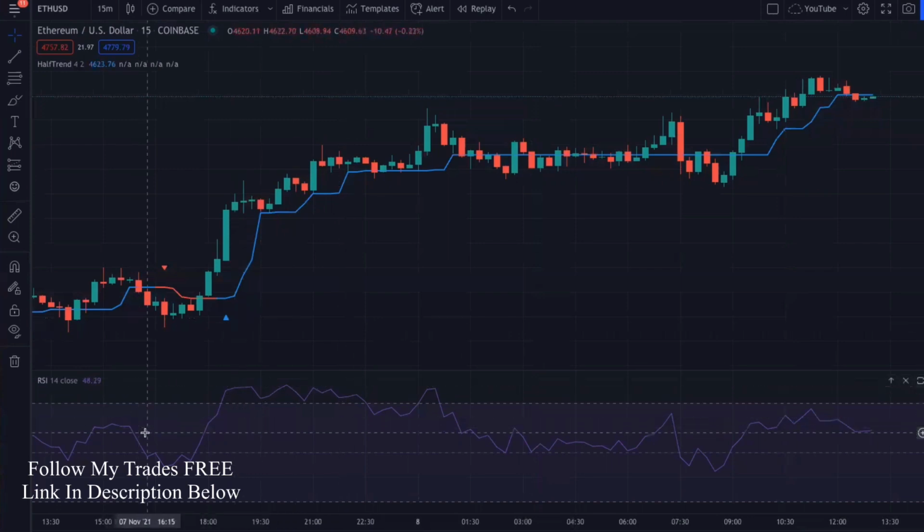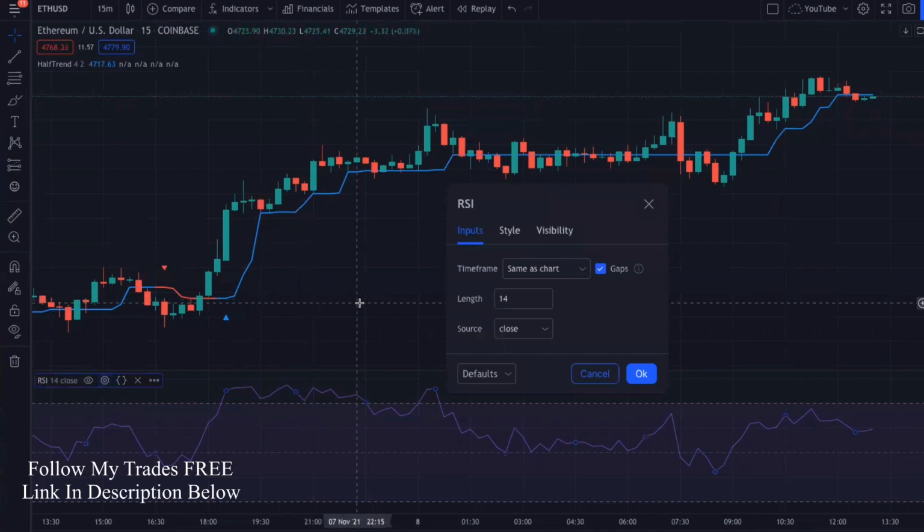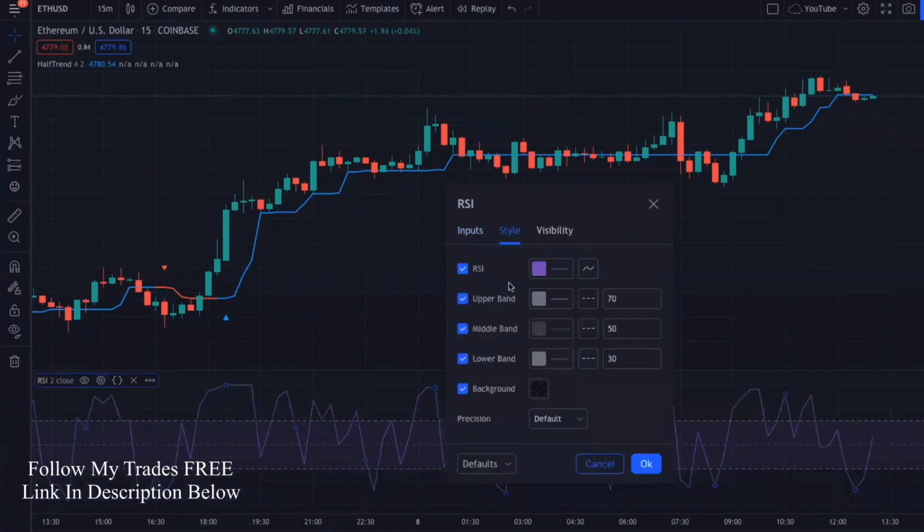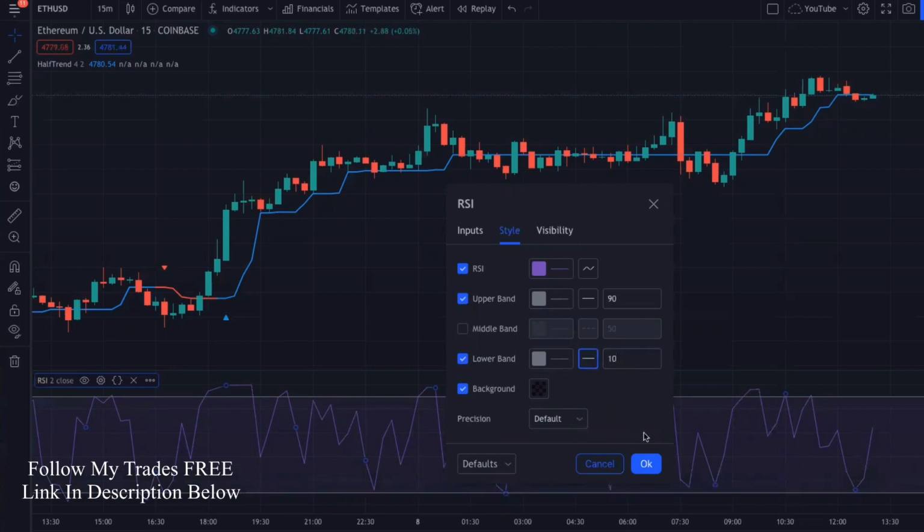Now, with the RSI, we're going to change a few settings as well. First, we're going to change the RSI length. Instead of 14, we're going to make it 2. And then we're going to change the upper and the lower bands, because we really don't need the middle band in this one. So the upper band, instead of 70, we're going to change to 90, and I want a solid line. And on the lower band, instead of 30, we're going to change that to 10. I want a solid line here as well, a little bit easier to see.